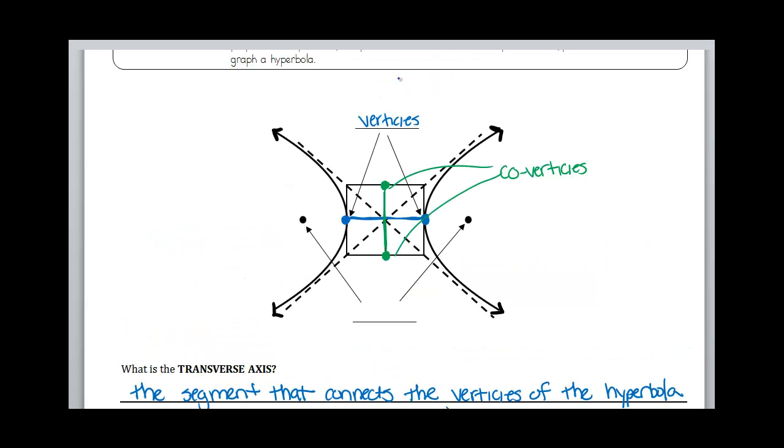Where the two axes intersect in the middle is again called our center. And these two dots inside the curve are still called focus, or foci for plural. Again, I would note that the foci are inside the curve, and this time they are going to be further away from the center than the vertices.